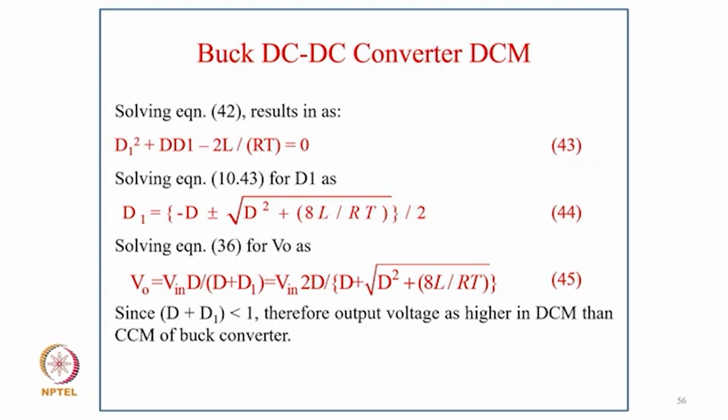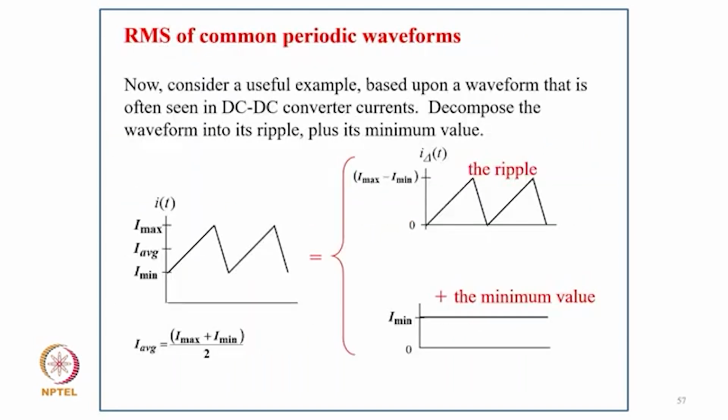So you can consider here the output voltage does not depend only on duty cycle and the input voltage, but it also depends on component values, typically the load resistance, switching frequency, as well as the inductor value. And of course, D plus D1 is less than 1, so therefore the output voltage will be higher in DCM than in CCM of the buck converter. Now you can consider an example based on the waveform that is often in DC converter current. Decompose the waveform now into ripple plus the minimum.